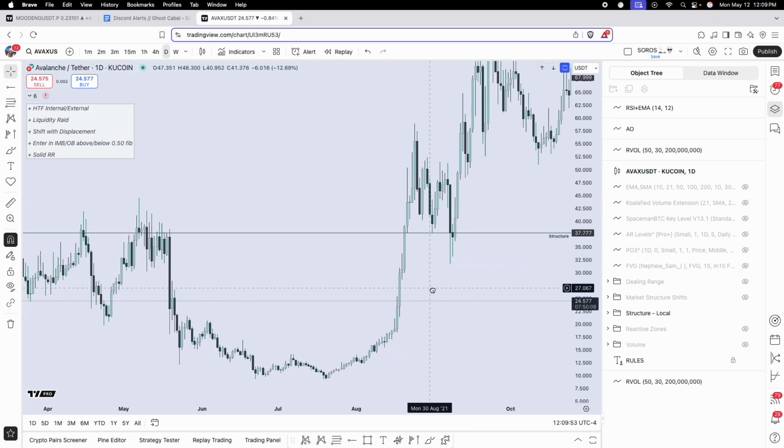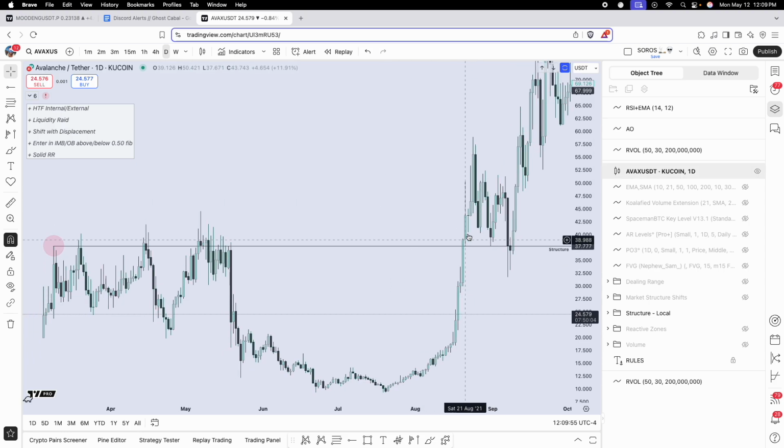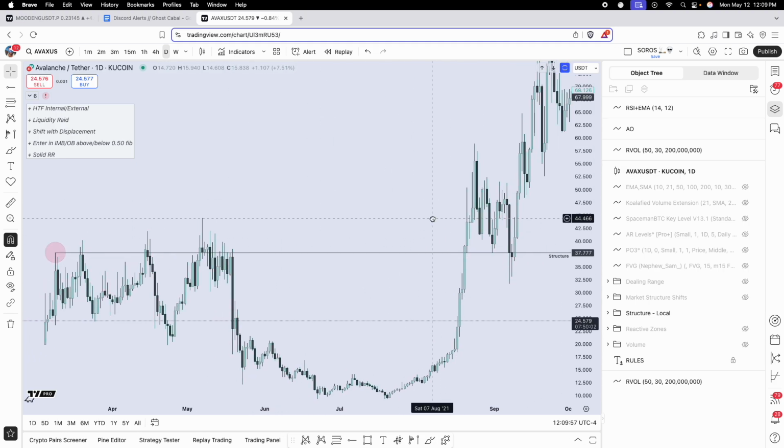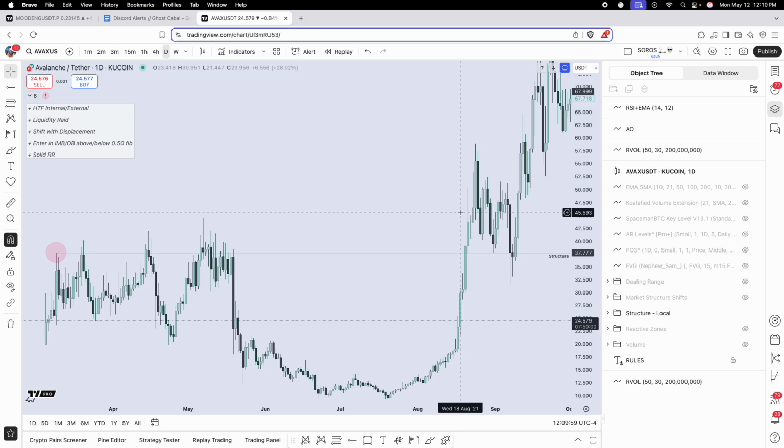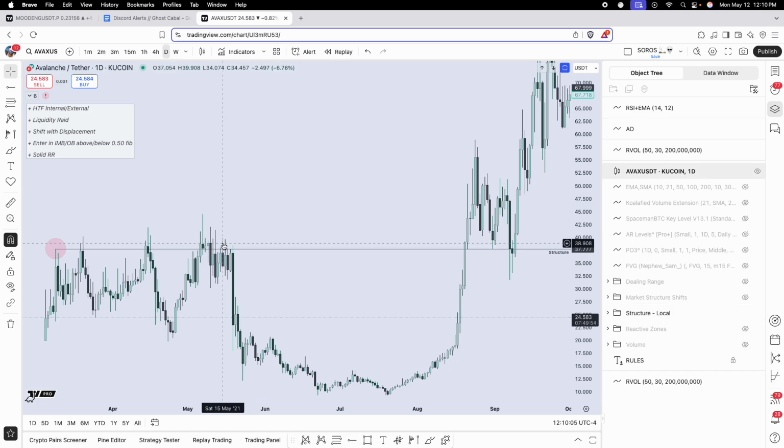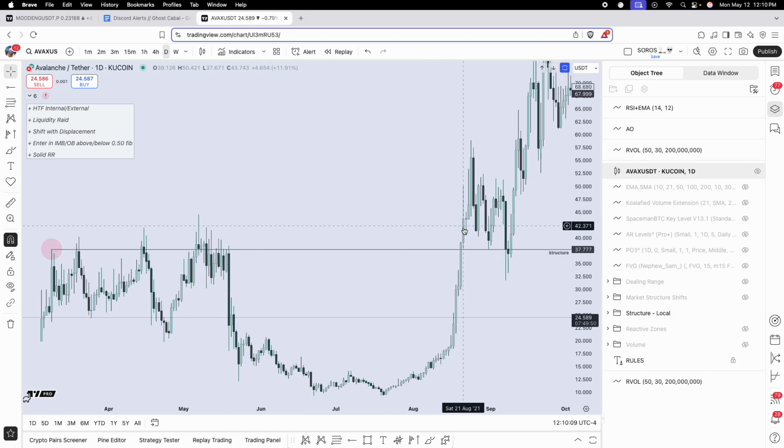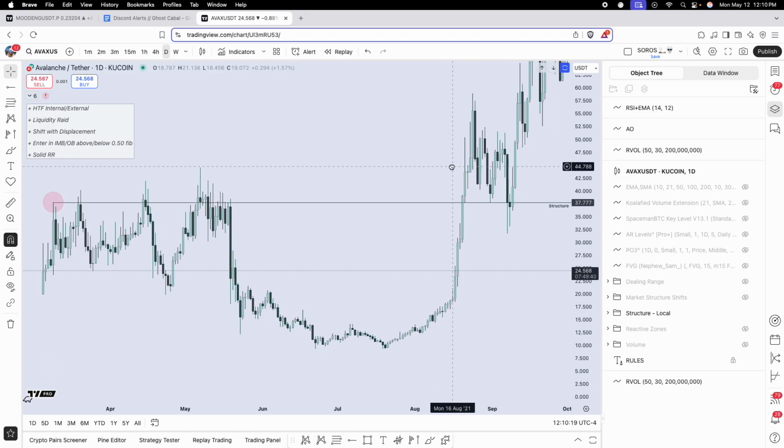Alright, so here, what's the difference between this closure and this one? You have displacement. That's like the main thing with structure. If you could take anything away from it, any shift above a previous structural level without displacement could be a false move or like a false bullish breakout. Any closure with displacement above previous structure is bullish, and that could be a legitimate structural shift.